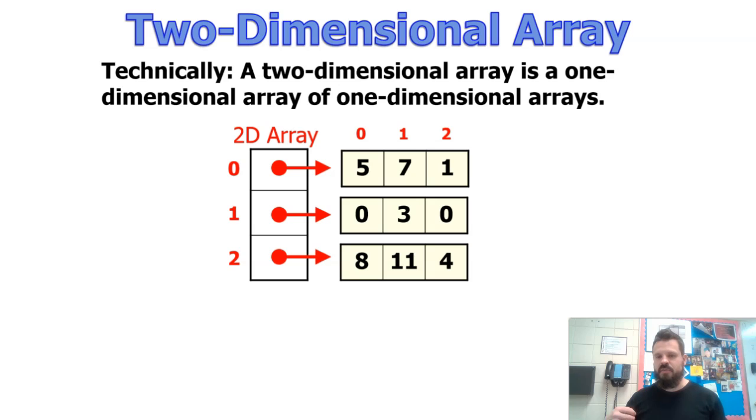So we can visualize our two-dimensional arrays as tables of values, but technically what's happening is a two-dimensional array is a one-dimensional array of one-dimensional arrays. So when we create a 2D array in Java, Java is actually creating a single one-dimensional array, and each element of that one-dimensional array is going to be pointing to another one-dimensional array.